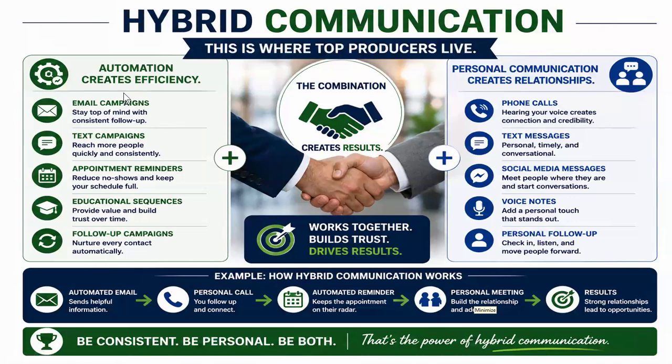Automation creates efficiency. Personal communication creates relationships. The combination creates results. So you want to stay in front of people on an automated basis. You also want to stay in front of people and build that relationship. These two things working together are going to build trust. It's going to drive the results, and doing a lot of the things that most agents don't follow up on, automation takes care of that. So you're building the relationship, staying top of mind, driving calendar appointments, driving opt-outs. Both are okay because they're creating outcomes. Be consistent, be personal, be both. That's the power of hybrid communication here.